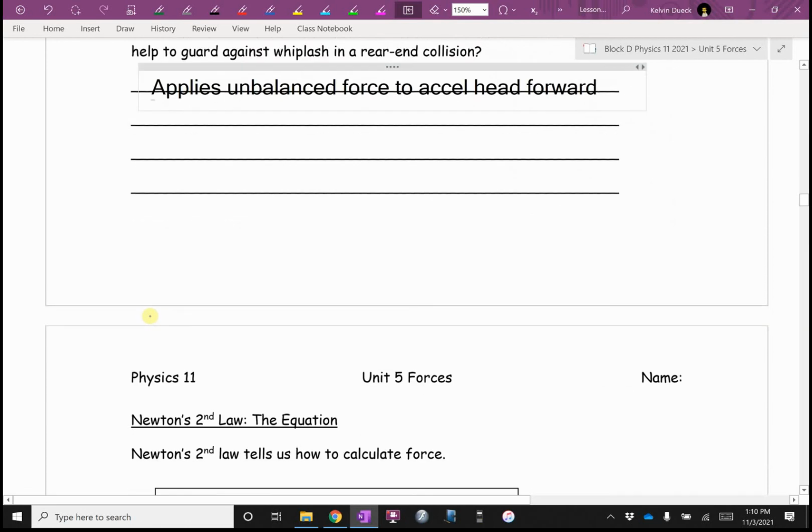So that's Newton's first law, the law of inertia. If you're accelerating, forces can't be balanced. If you're not accelerating, forces must be balanced. The net force must be zero.